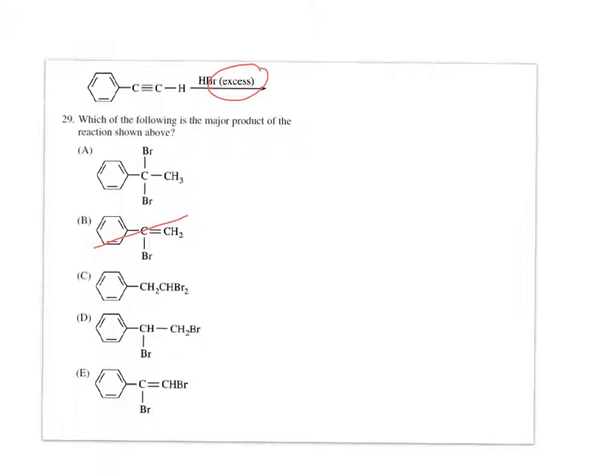We know that the Brs will add to the same side because they will form the most stable carbocation twice. So that's going to be this one. This carbon forms a really stable cation because it's next to the aromatic ring and it has a lot of resonance possibilities. So in this case, adding excess HBr to this alkyne gives us the product we see in A.